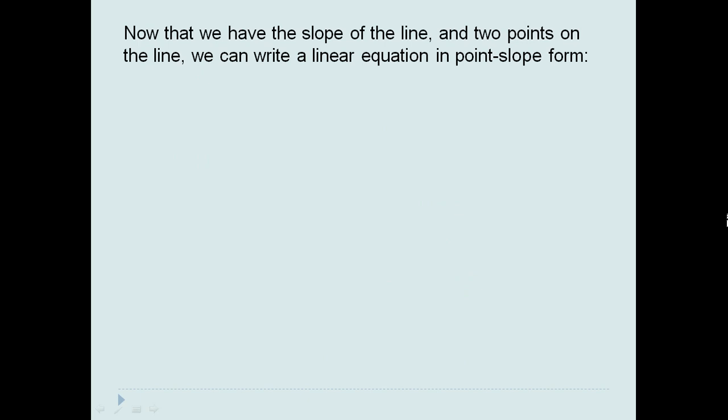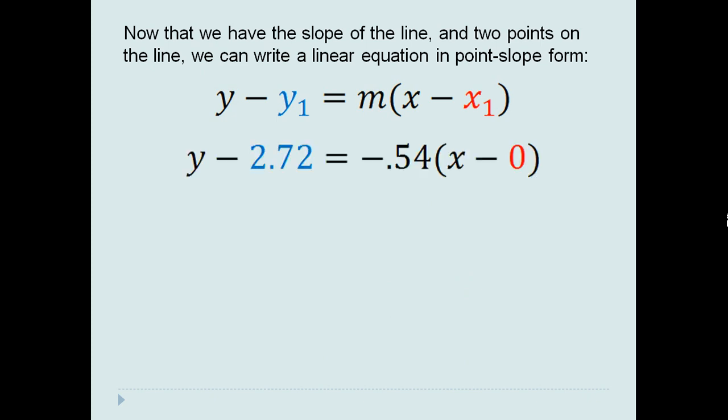Now that we have the slope of the line and 2 points, we can use a form of a linear equation called point-slope form to write the line. That's y minus y1 equals m times x minus x1. Now we just plug in our values. We found that y1 was 2.72. We found that the slope of our line, which is the average rate of change, is -0.54, and that x1 is 0.